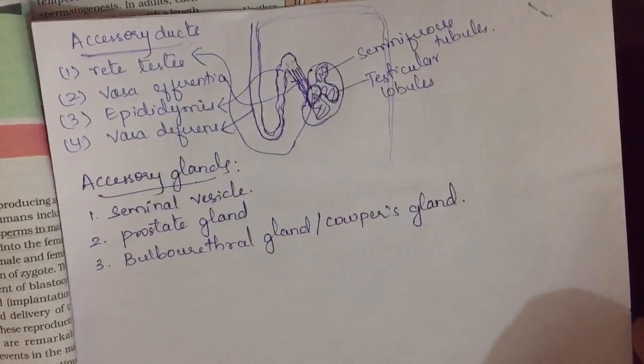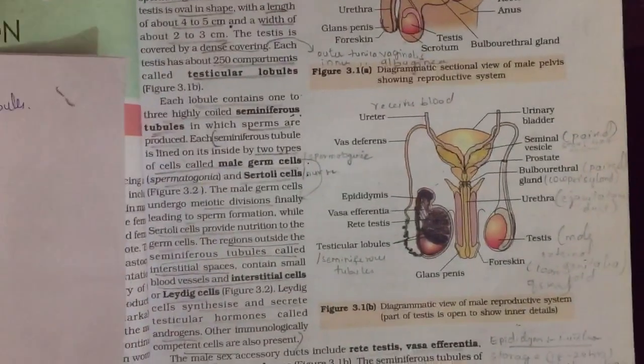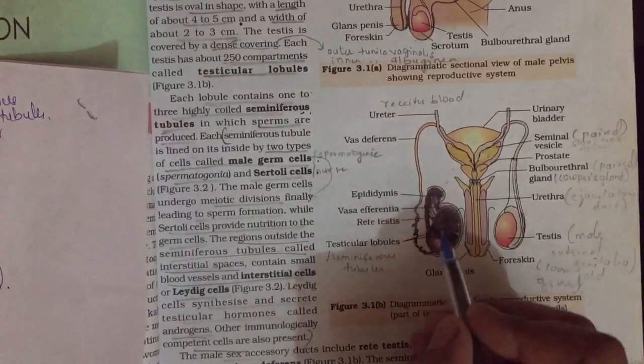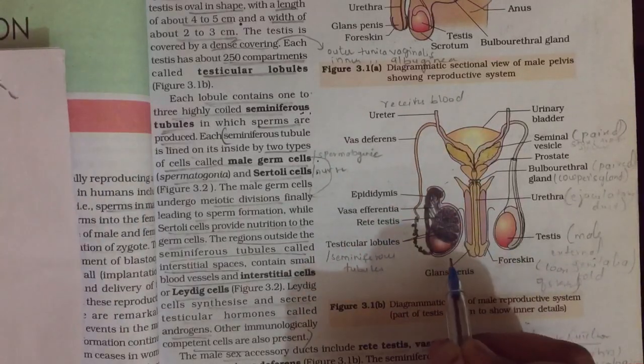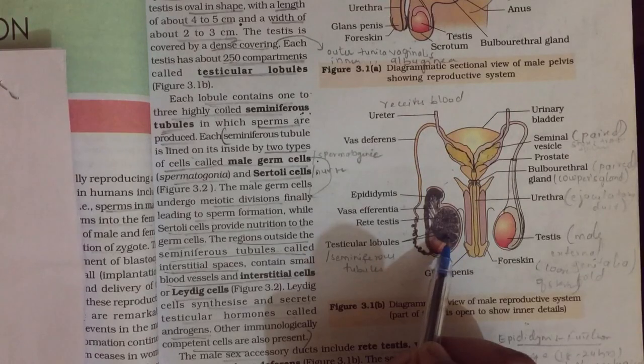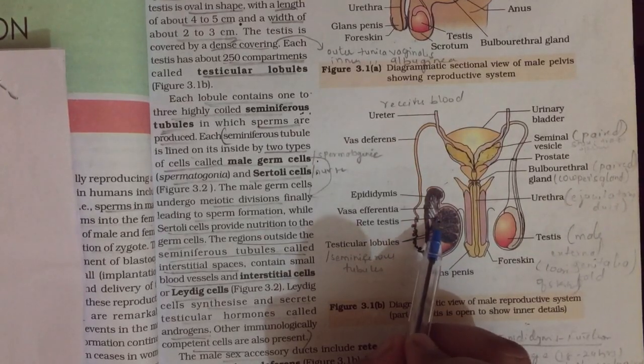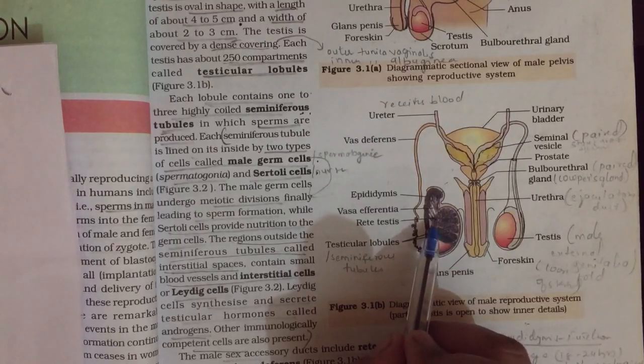So that diagram I am showing here in your textbook. In your textbook you can find something like this. This was the testis, and here they have shown testicular lobules with the seminiferous tubules inside. After the seminiferous tubules there is a portion that we call the rete testis, and in the rete testis sperms are stored. From the rete testis, sperms will move through the vasa efferentia and reach the epididymis.